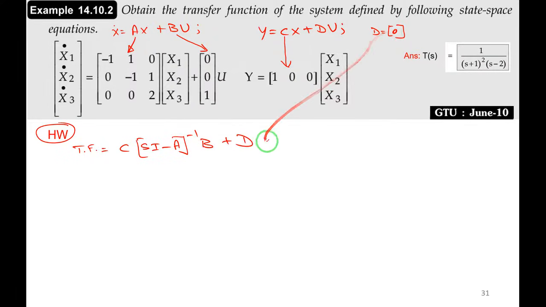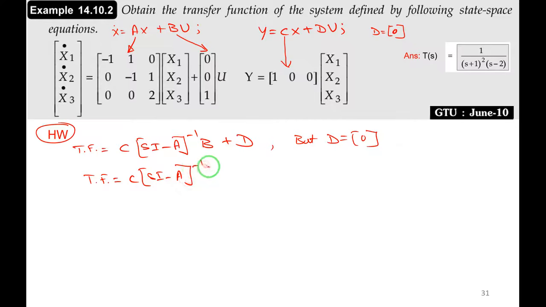So D is 0. Since D is 0, the transfer function will be C (SI minus A) whole inverse B. That's all, because D is 0. So call this equation 1. First we will find out (SI minus A) whole inverse. Before that we will find out SI minus A.